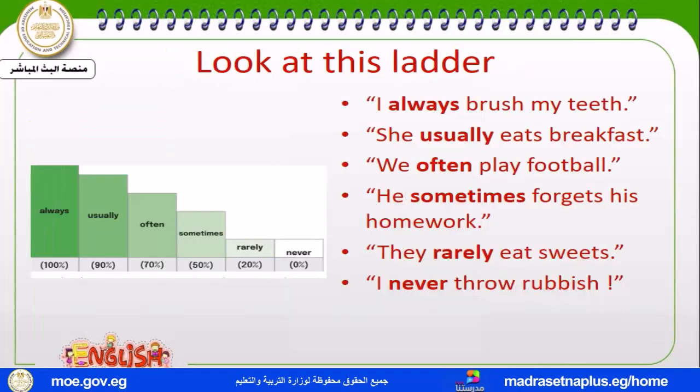Look at these examples. I always brush my teeth. She usually eats breakfast. We often play football. He sometimes forgets his homework. They rarely eat sweets. I never trash. Let's think about each one. I always brush my teeth. I do this every day. All of us brush our teeth every day. This is repeated daily.